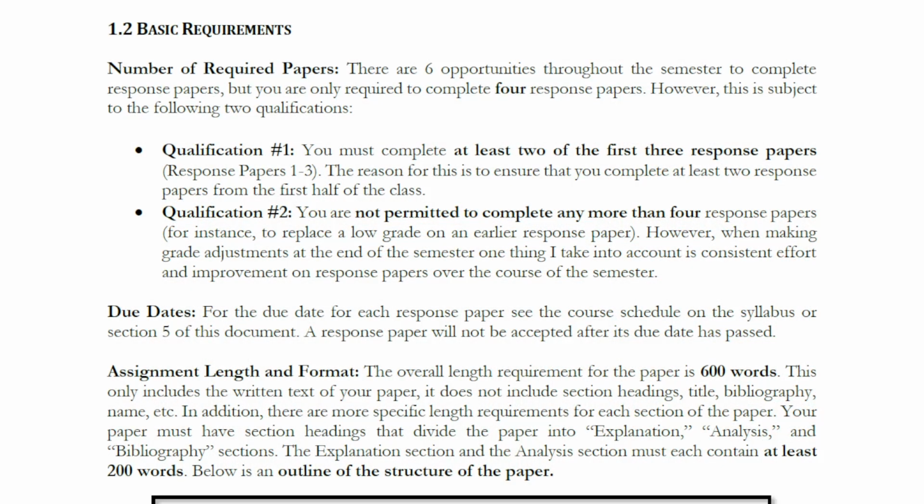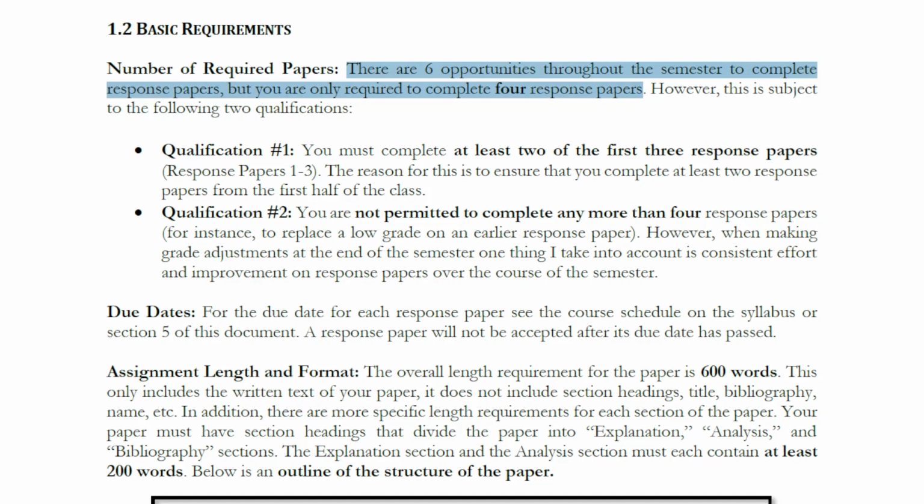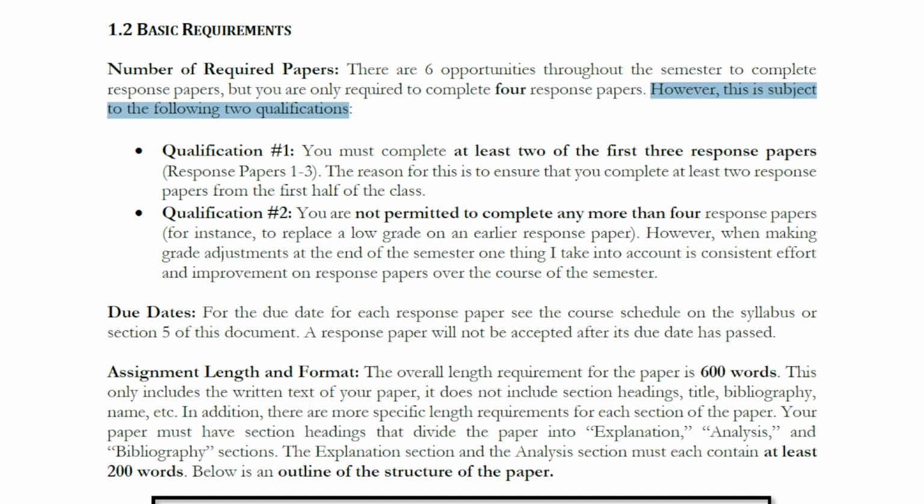What you are currently looking at is the first page of the response paper guidelines document. Recall that this document can be found in the course resources and information area of Moodle. To begin, we will discuss how many papers you are required to complete. There are 6 opportunities to submit a response paper throughout the course of the semester. However, you are only required to submit papers for 4 of these opportunities. Which 4 of these papers you complete is up to you, but with the following 2 qualifications.